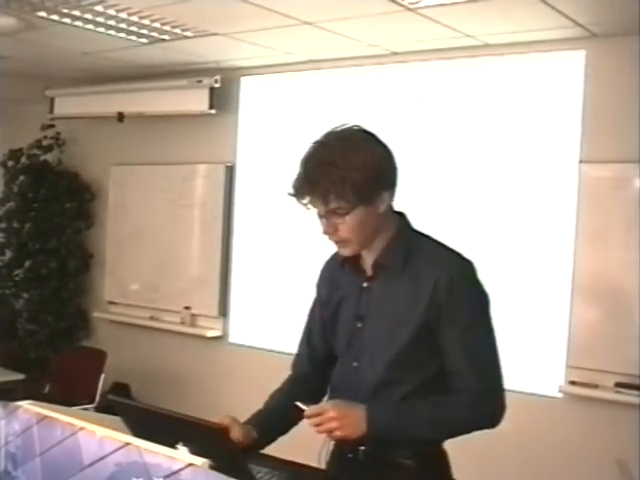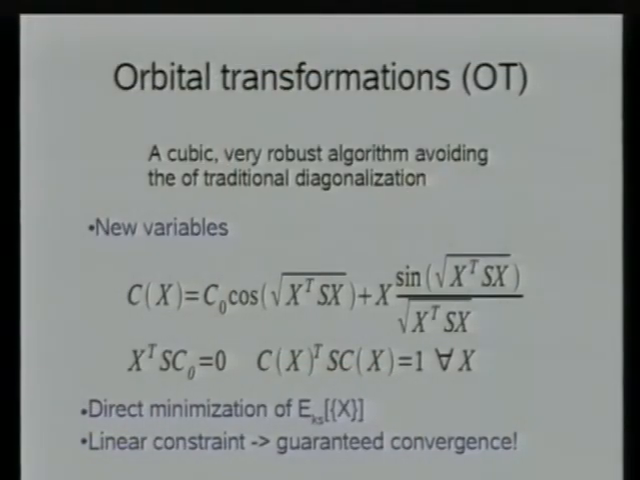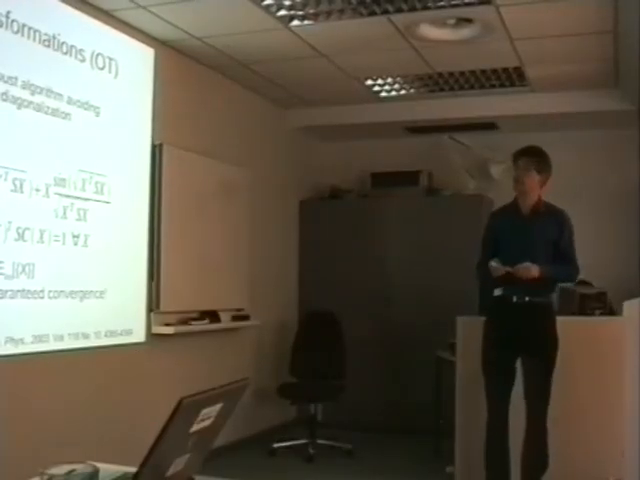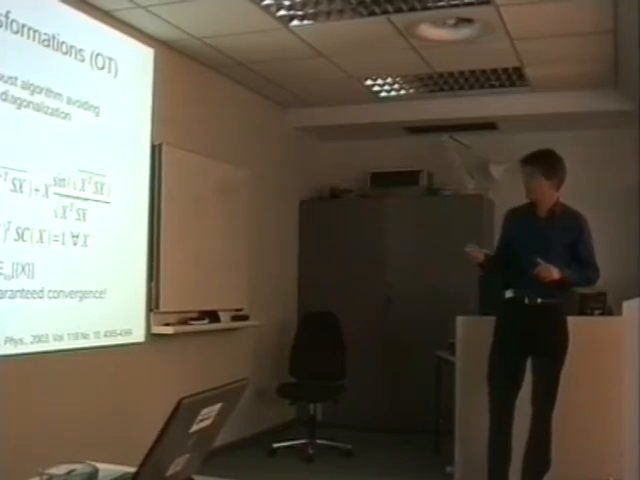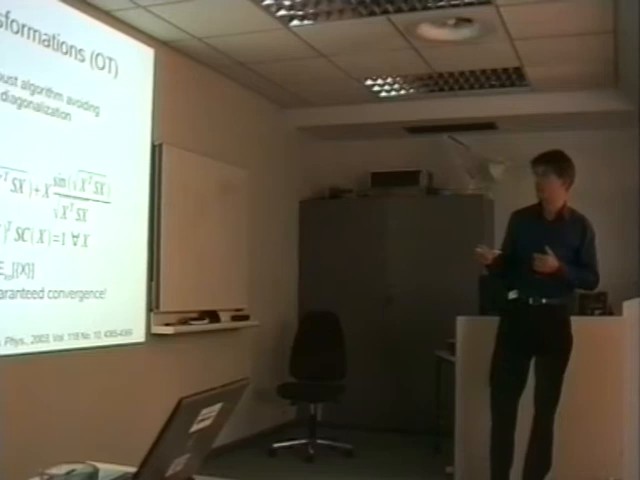Now, we have a slightly better way that basically transforms the molecular orbitals, that is the expansion of your wave function in the basis set, in this seemingly complex-looking functional of X. So this C is a matrix. X here is also a matrix. And these are the new variables we use in a direct minimization.